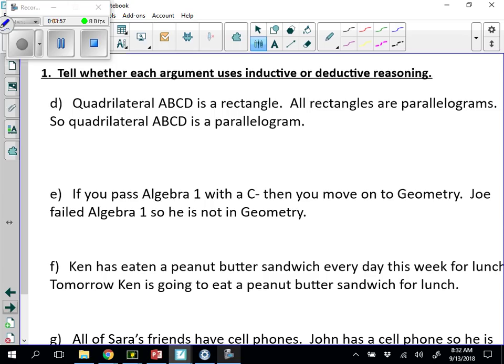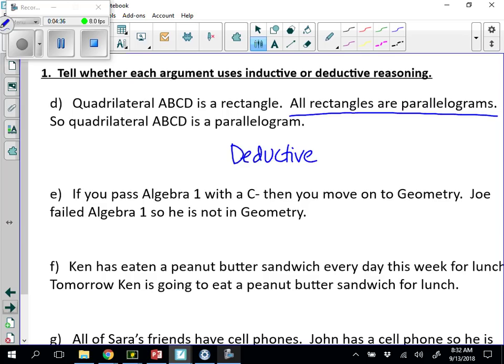Okay. Part D, quadrilateral ABCD is a rectangle. All rectangles are parallelograms. So quadrilateral ABCD is a parallelogram. So because I know that in a property of parallelogram rectangles is they are also parallelograms. So I am using this logic and this mathematical fact to deduce that this is a parallelogram. So this is deductive.